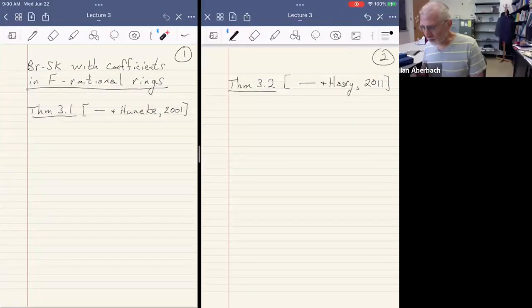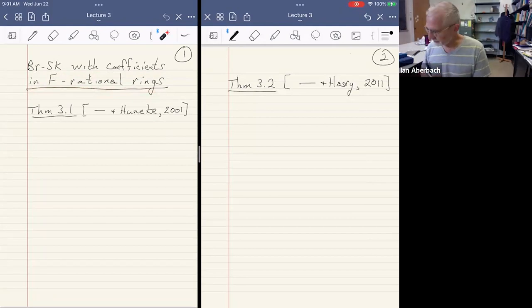Okay, so let me start by talking about trying to combine our coefficients result with the F rational rings. And so let me talk for a moment about Briancon-Skoda theorems with coefficients in F rational rings.